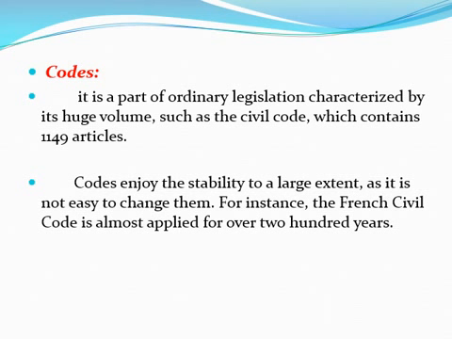Codes are stable to a large extent. They may never change for decades. For instance, we will find the French Civil Code applied for almost 200 years, and the Egyptian Civil Code is applied for almost 100 years in Egypt. So codes are stable. You can change articles within a code with different and separate legislations, but then this modification will be added to the same code, to the code of civil law if it is civil legislation, to the code of criminal law if it is a criminal legislation, and so on.